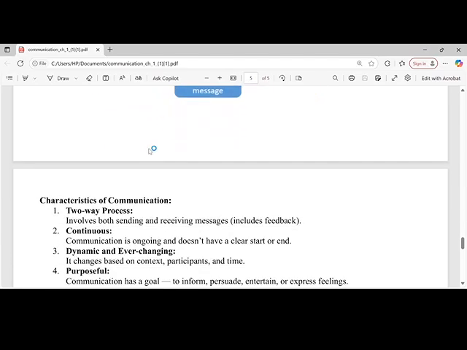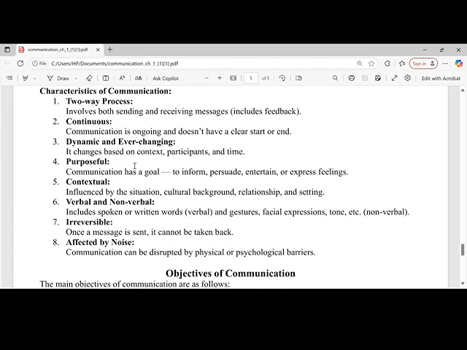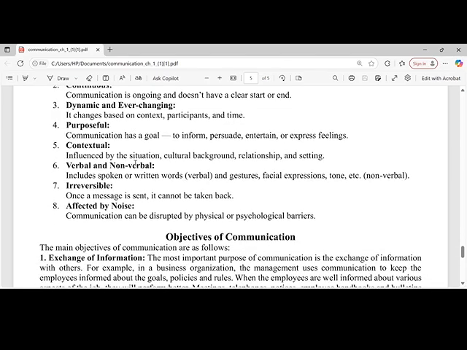Now, what are the characteristics of communication? Communication is a two-way process which involves sending the message and receiving the message, and includes feedback. It is a continuous process and it doesn't have a clear start or end. कभी भी कहीं भी start हो सकता है. Dynamic and ever changing: communication is dynamic. You can start in any topic, anytime, anywhere.